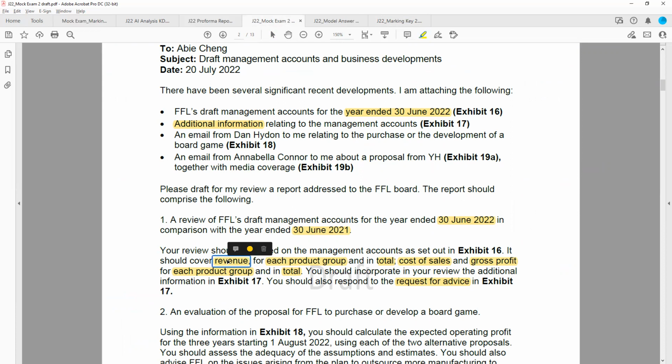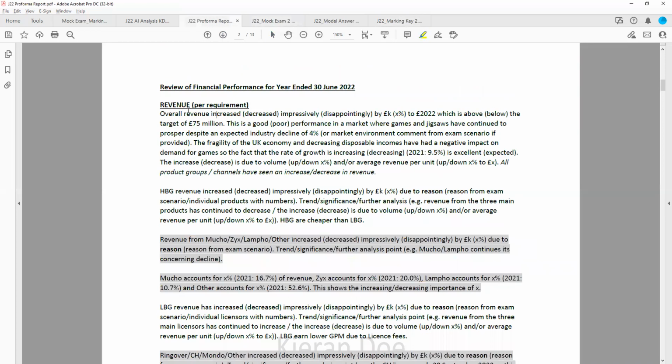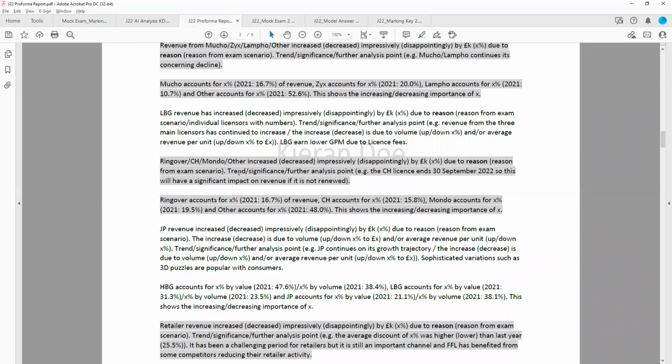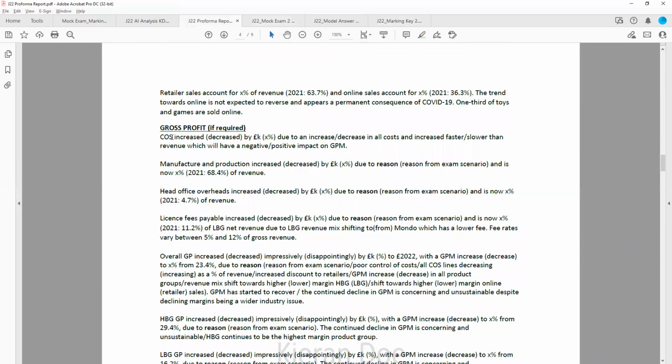And of course, we've seen this in the mock exams, and we'll see this in later mock exams as well. So therefore, clearly they are our sections for our report. So we're going to have revenue. Cost of sales kind of goes with gross profit. It's difficult to analyze gross profit without looking at cost of sales. So we've got our gross profit slash cost of sales section here.